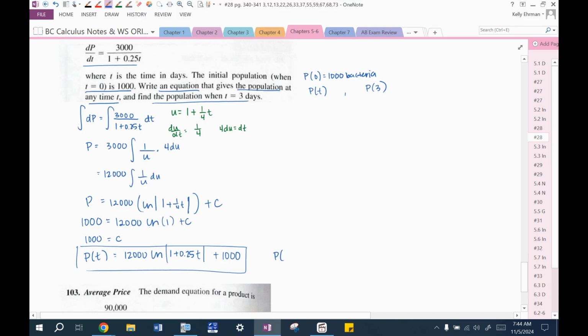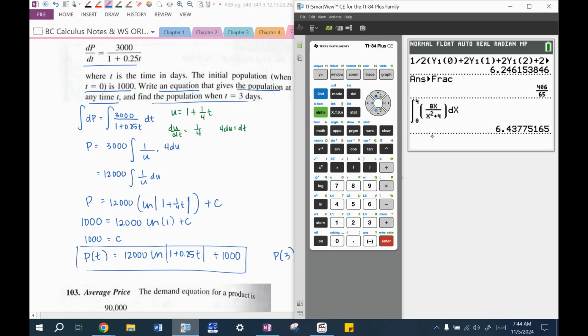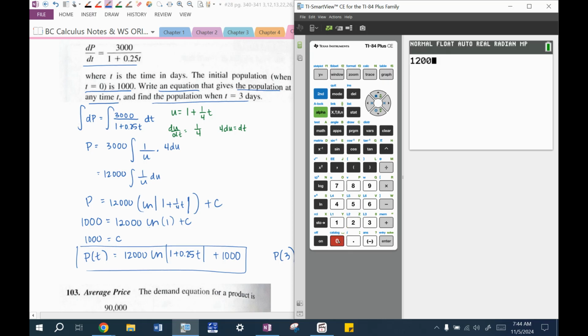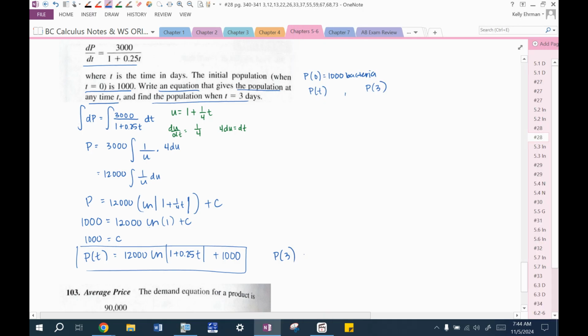And then also find p of 3. So I can do that on the calculator here. So 12,000 natural log of 1 plus 0.25 times 3, close that, plus 1,000. So 7715.389. And the label on that is bacteria. I'm not sure if we should round to the nearest bacteria or not, so I'm just going to leave it to 3 places.